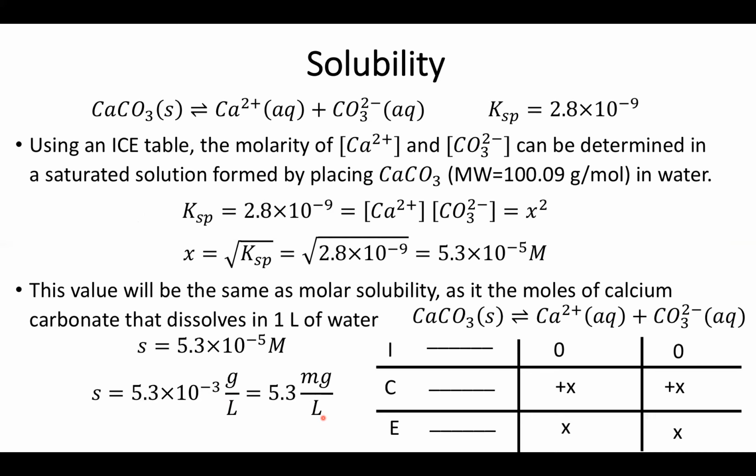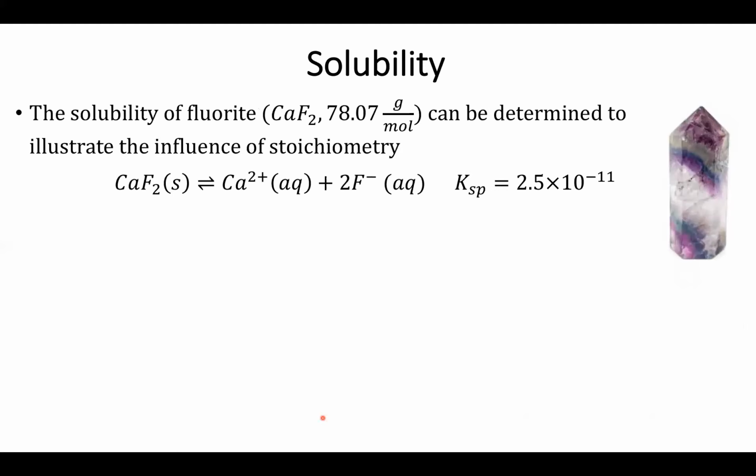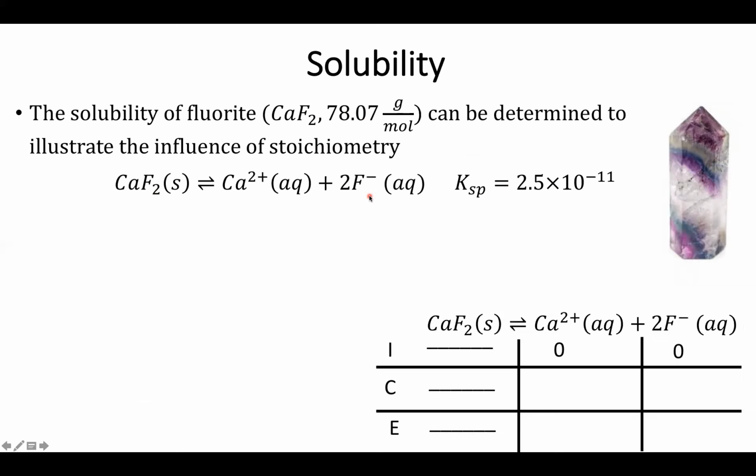Now let's go ahead and compare this to another solid, fluoride. So again, it's a little bit lighter at 78 grams, and also worth noting has a slightly lower KSP value. But one of the cool things about fluoride is that it breaks apart into 3 ions, which is going to change our ICE table a little bit. Because now instead of generating calcium and 1 ion, we generate 2 anions. So 2 fluorides, which means that when I look at the change, I've got a 2x over here.